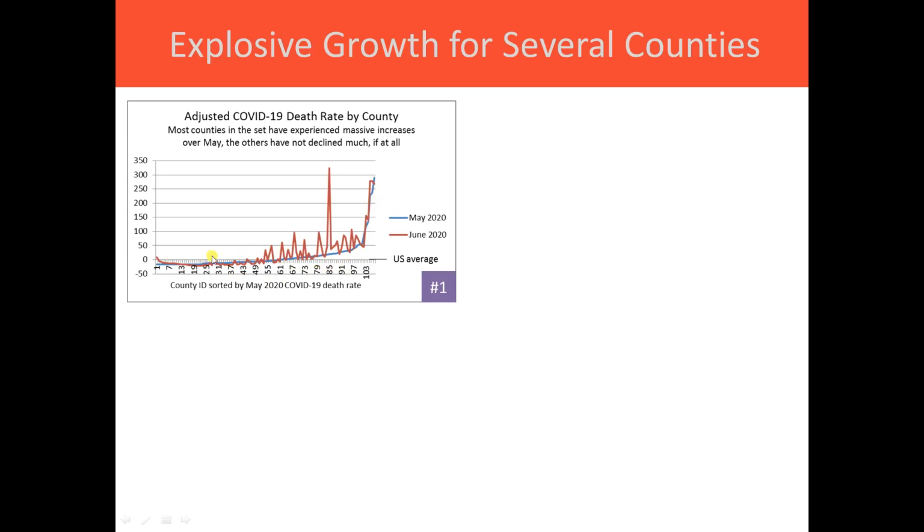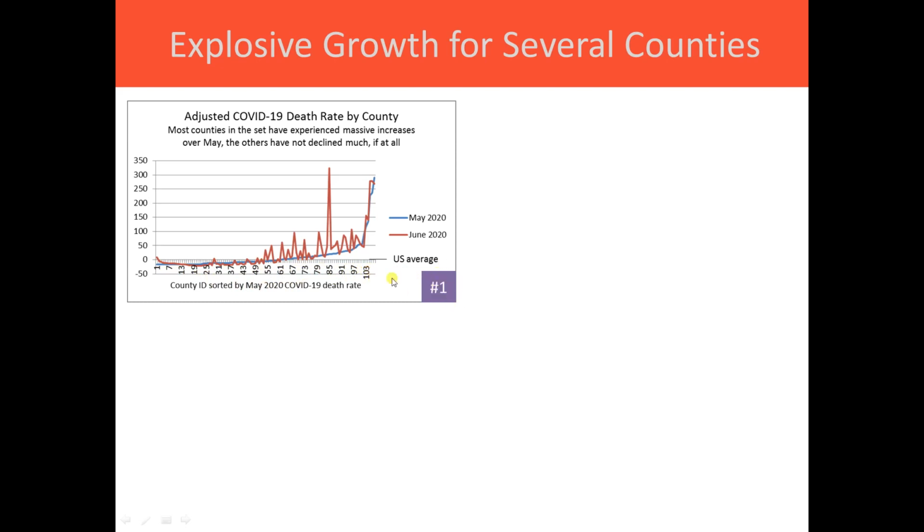This is a little bit harder to understand. So basically, what I did was, this line here is the US average. I adjusted the death rate by the US average, and this blue line here is May 2020. These are the different county IDs for pattern number 2. There were a little bit over 103 counties in this pattern.